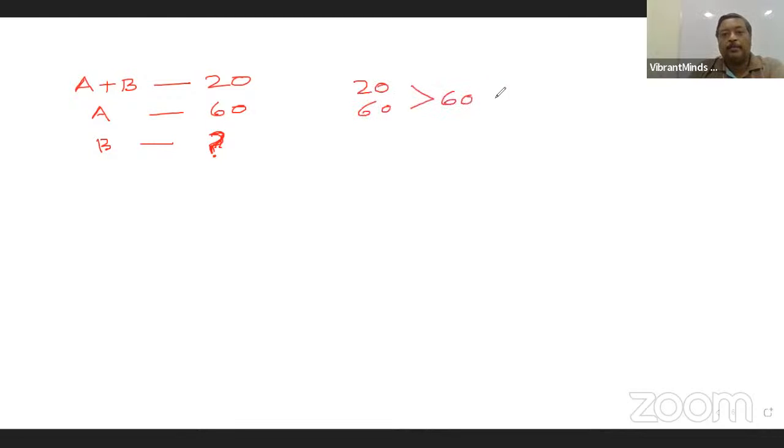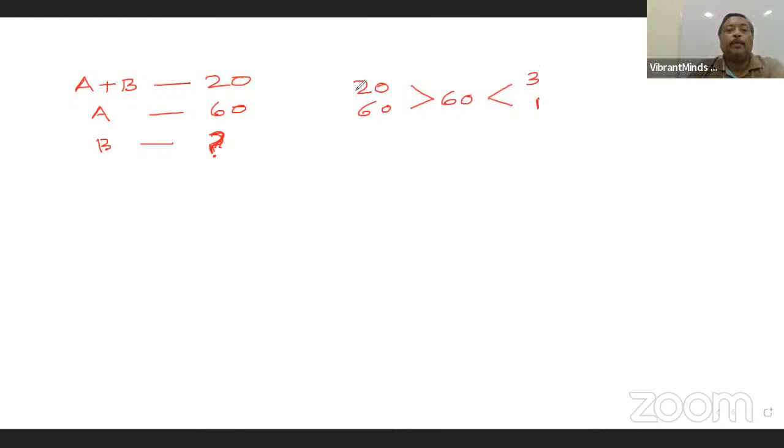Two pipes A and B can fill a tank in 20 minutes. So it says A and B together can fill a tank in 20 minutes. Now, A alone will take 60 minutes. The question says B alone will take how many minutes to fill it? So let's do it. 20, 60. LCM is 60. This is 3 and this is 1.